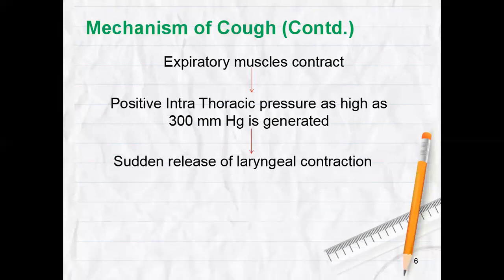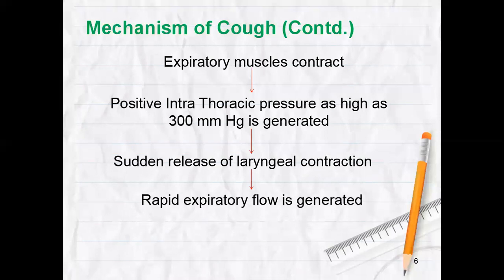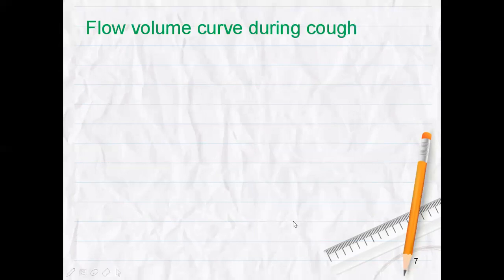Once this positive intrathoracic pressure is generated, there is sudden release of laryngeal contraction followed by rapid expiratory flow. That is, the air flows with high velocity. And that is what we know as cough. So all the steps that we have explained just now are the mechanism of the cough reflex.